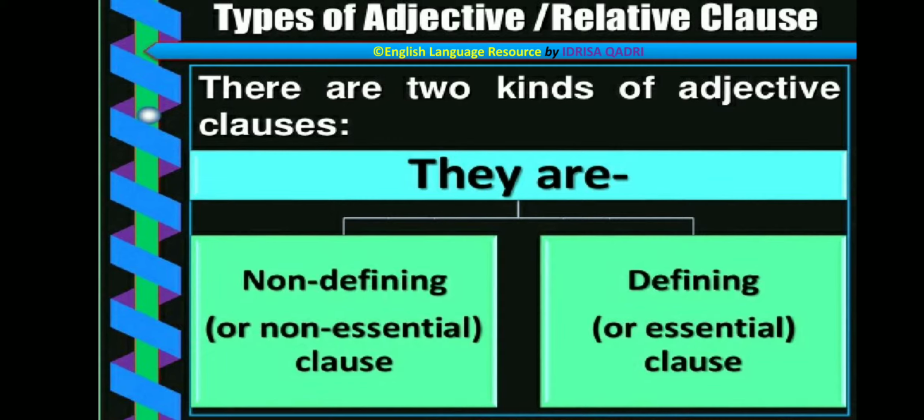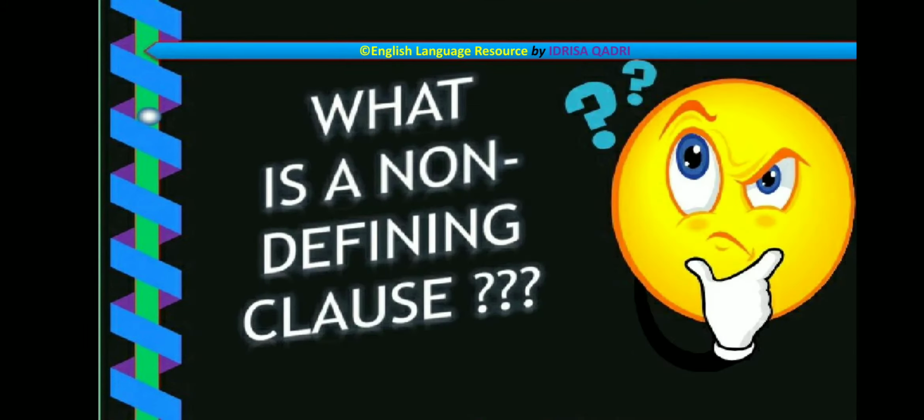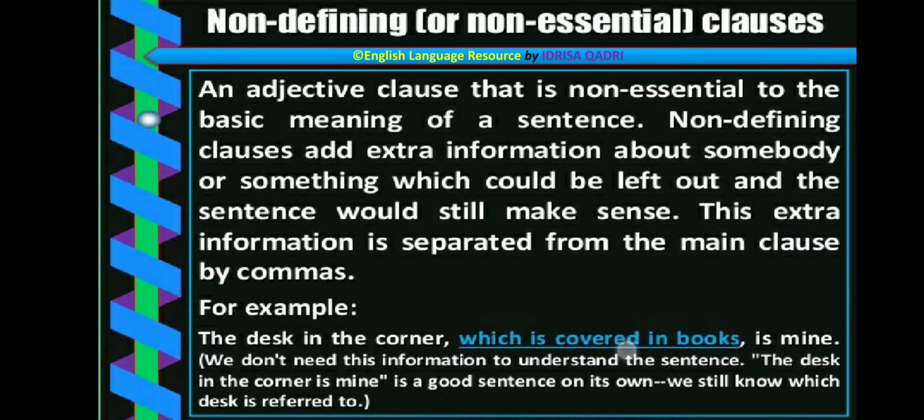Types of adjective clauses. There are two kinds of adjective clauses, non-defining or non-essential clauses and defining or essential clauses. What is a non-defining clause? An adjective clause that is non-essential to the basic meaning of a sentence.